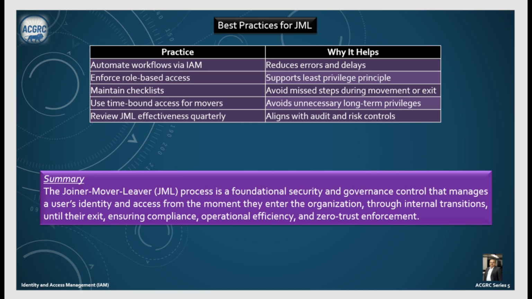Use time-bound access for movers. It avoids unnecessary long-term privileges. Review the JML effectiveness every quarter at minimum. If you have an automated process, fantastic. This helps align with audit and risk controls.